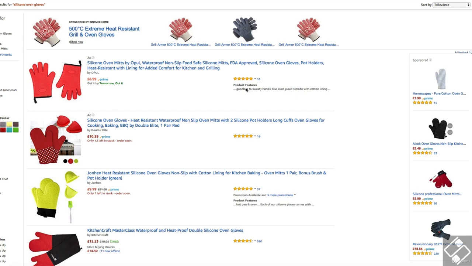Hello everyone, in this lecture we're going to go over the Jungle Scout Chrome extension. I'm just going to run the Chrome extension and show you what all the features are on the extension, so that when we start the actual product research process, you'll know what I'm talking about.